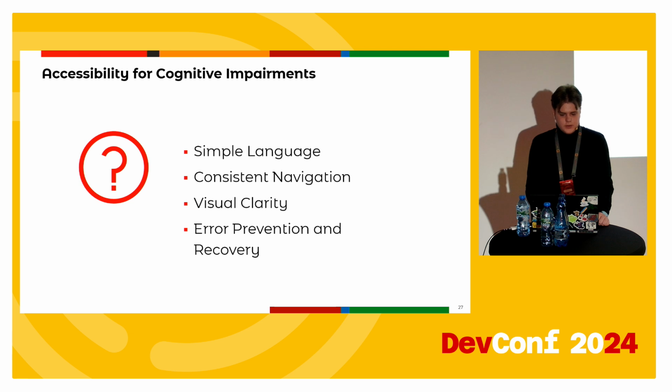For users with cognitive disabilities, complex workflows, inconsistent navigation patterns, and information overload can lead to frustration and confusion. This can particularly affect users with memory issues, learning disabilities, or attention disorders. Here's how we can make apps more accessible for users with cognitive impairments.